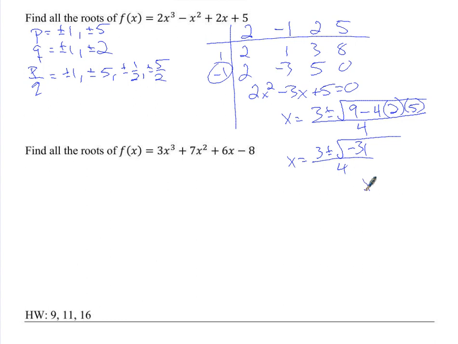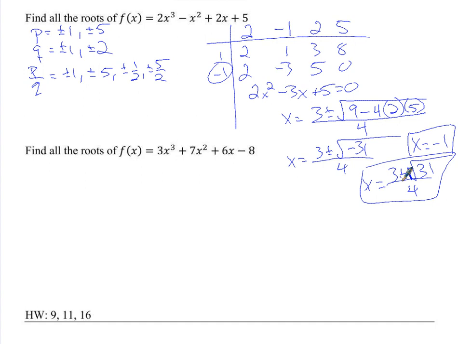So we wind up with x equals 3 plus or minus the square root of, well, actually I'll make it i square root 31, because 31 is prime, over 4. And that is my other two roots. It's i root 31. Can't take the square root of a negative number, so we make it i root 31. Complex number. And my other root, which was x equals negative 1, is also a solution. So all three of my solutions are sitting there, and we're done.